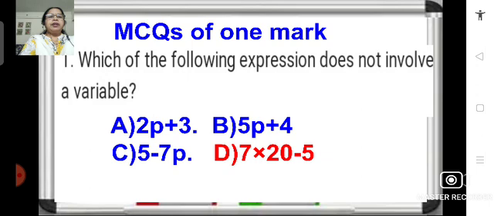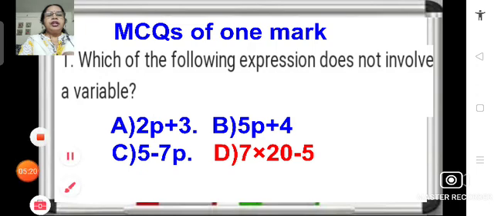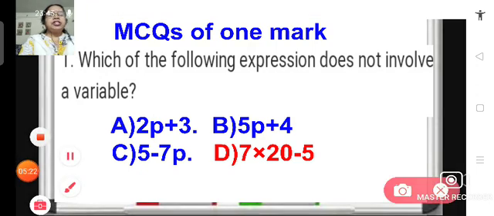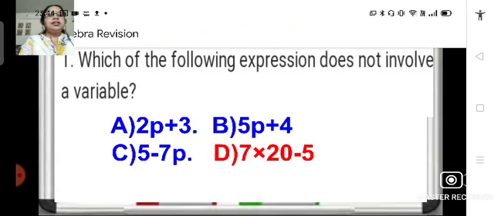Now MCQs of 1 mark. Which of the following expressions does not involve a variable? So we have to look at the expressions and we have to see which does not involve a variable. So this is the expression D, which is a numerical one. There is no use of variable here. So it is D.